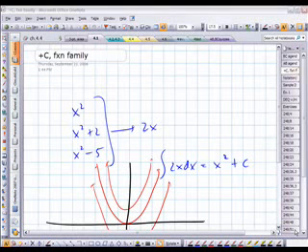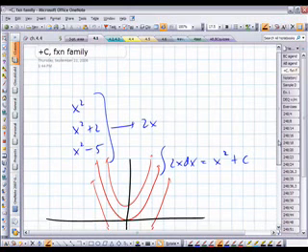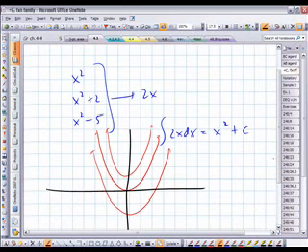This section is on antidifferentiation and indefinite integration, which is basically the same thing. And so here's a couple things to get us started. If you take the derivative of x squared, you get 2x. The derivative of x squared plus 2 is 2x. Likewise, x squared minus 5, 2x. Really, x squared plus any constant will give you 2x.